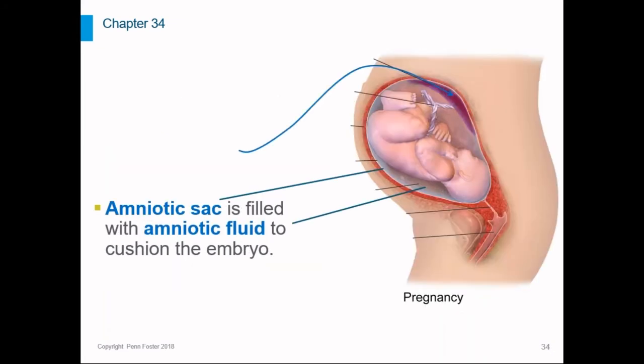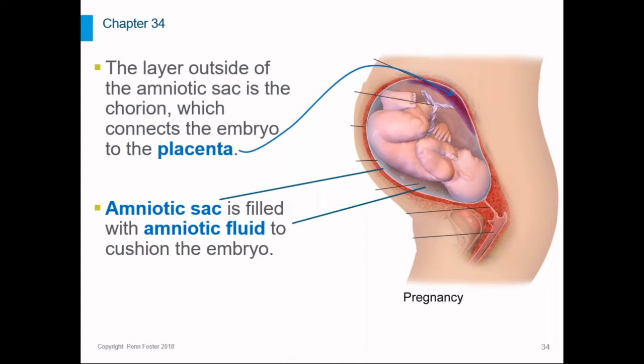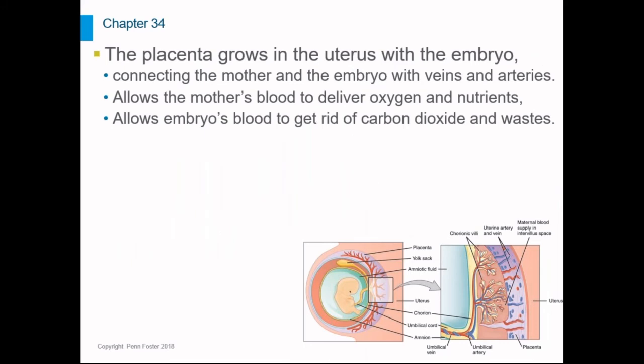Throughout development, the embryo is surrounded by the amniotic sac, which is filled with amniotic fluid that cushions the embryo. The layer outside of the amniotic sac is the chorion, which connects the embryo to the placenta. The placenta is an organ that grows in the uterus with the embryo, connecting the mother and the embryo with veins and arteries. It allows the mother's blood to deliver oxygen and nutrients and allows the embryo's blood to get rid of carbon dioxide and waste.